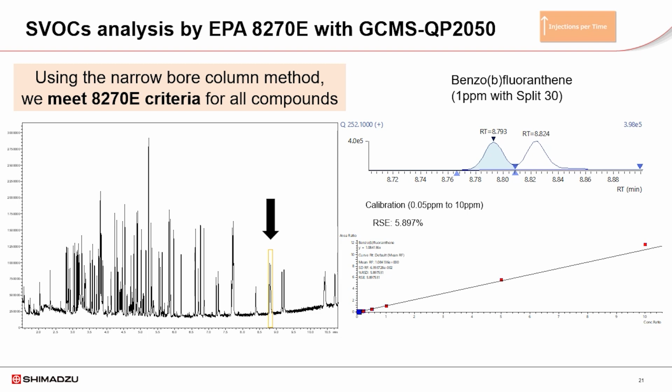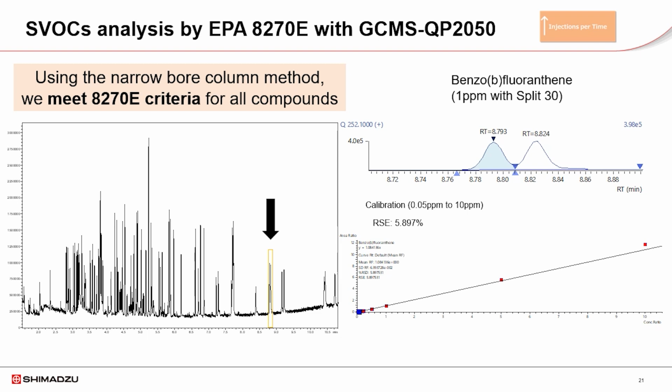In addition to the calibration and chromatogram, isomer pairs such as benzo(b) and benzo(k)fluoranthene are needed to check resolution between them. In this result, we can get enough separation for those isomers. It is approximately 10% resolution. So even using a higher split ratio, we can meet the semi-volatile method requirements using the QP2050.